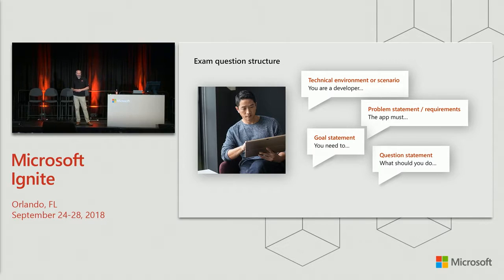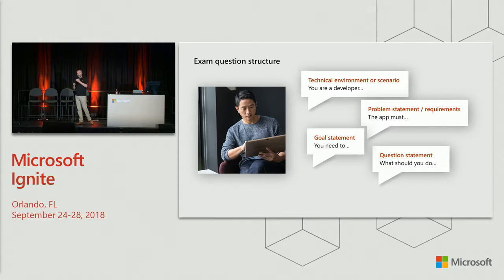We then give you a problem statement. Users are not authenticating to Azure Active Directory and cannot reach their mailboxes as a result. Something like that. That is your problem statement. And what we'll then give you is a goal statement. You need to ensure that users can reach their mailboxes and be authenticated by Azure Active Directory. What should you do? Okay, so they tend to follow that same pattern.